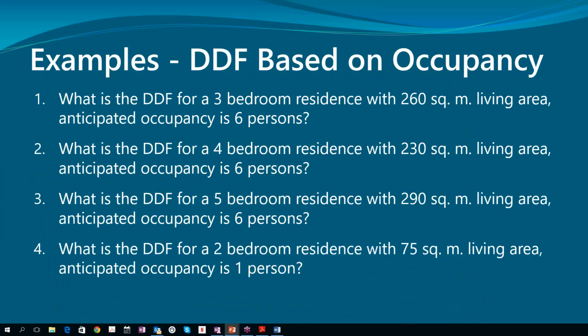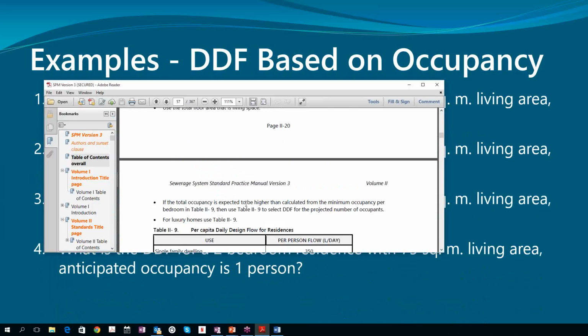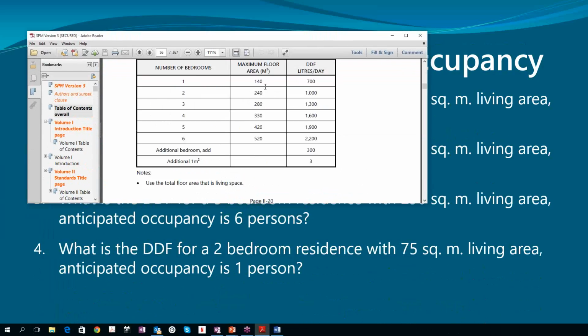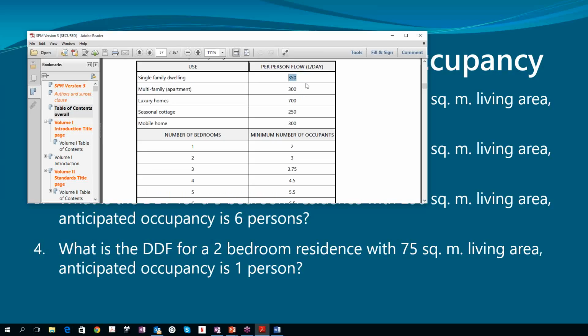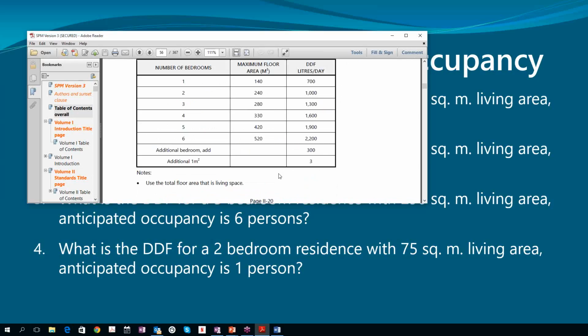Then the next one, to look at it the opposite way, what if there are not many occupants: 2 bedrooms, 75 square meters, 1 person occupancy? Well, we can't make deductions based on the living area being tiny. 75 is less than 240, and 1 person in a 2-bedroom house is less than 3, but we can't then go 1 times 350 and make that the DDF. It's the bigger of the two. So the answer for number 4 is 2-bedroom house, 1,000.